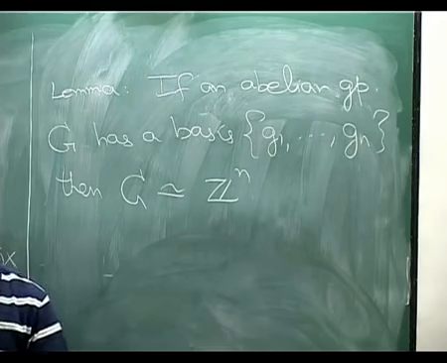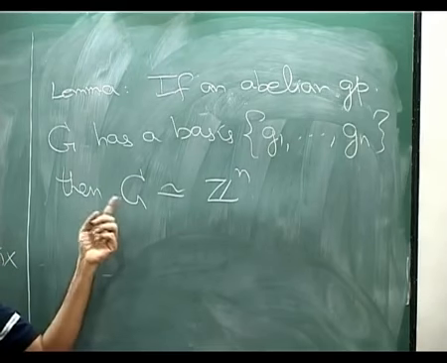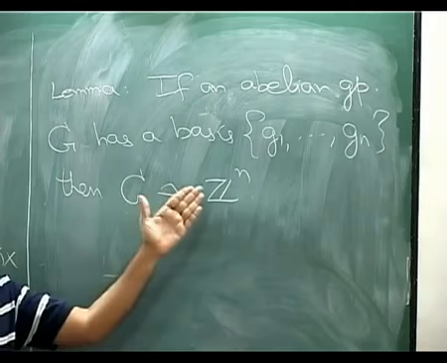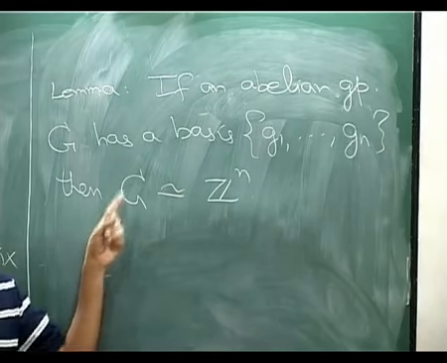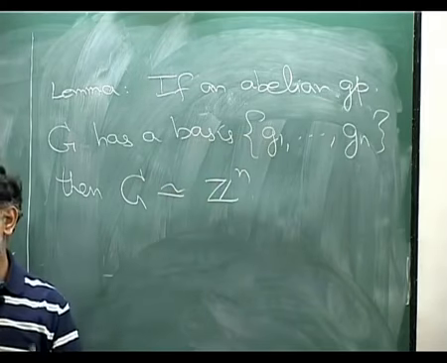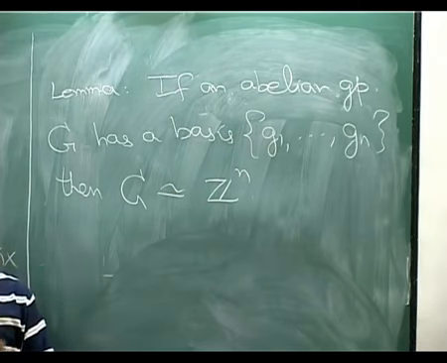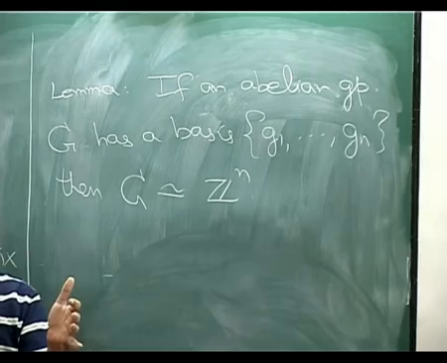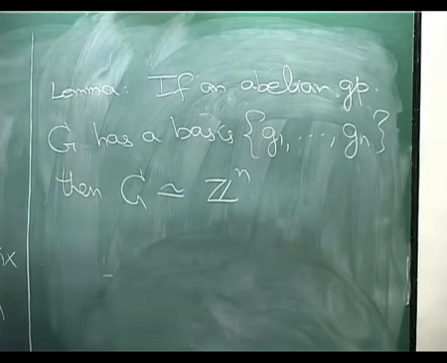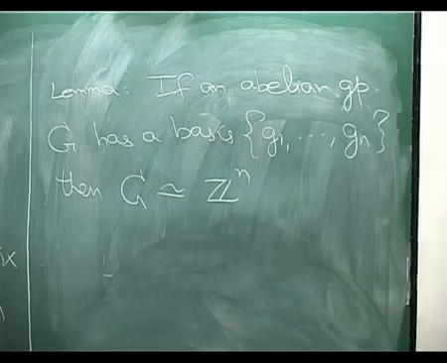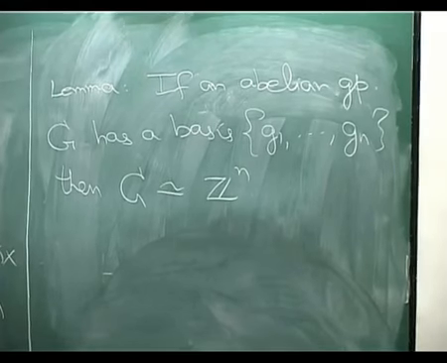And this is very easy to prove. Why? Because I have to give you a homomorphism from here to here, which is an isomorphism. Take any element of G and write it in terms of the basis. So I will get K1 G1 plus K2 G2 plus up to Kn Gn. Therefore I get K1 up to Kn. I send the element of G to K1 up to Kn. It is easy to check that this is a homomorphism, that this is injective, surjective. All of them will be very trivial to check just from the definition of what a basis means.